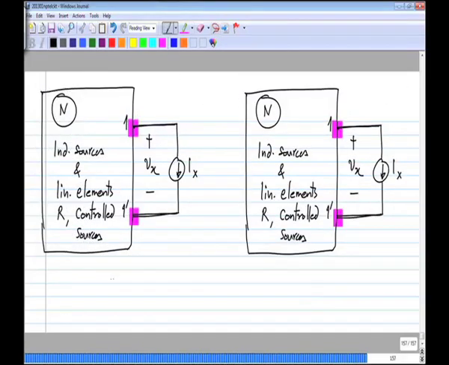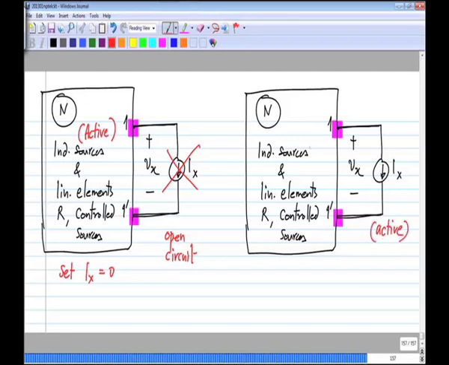So first what I will do is, inside, the independent sources will be active, and I will set Ix to 0. Okay. So when I set Ix to 0, what happens? This is an open circuit.